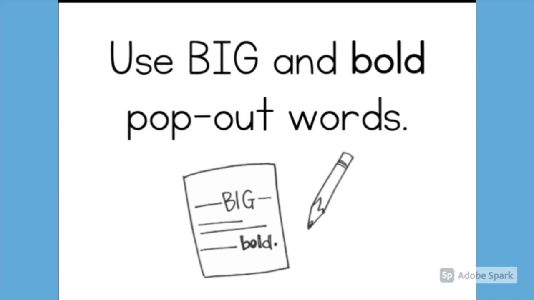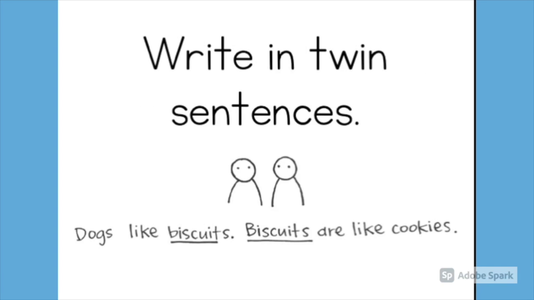Another way to teach our reader is by using big, bold, pop-out words to give more information and to make that information stand out. Another way that we can teach our reader is to write in twin sentences. Remember, when we are writing in twin sentences, we want to look for a page where we only wrote one sentence and then ask ourselves, what else could I say about this?